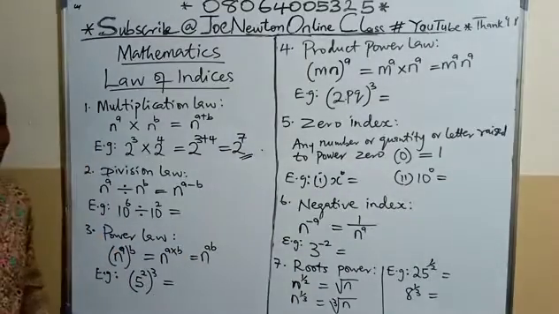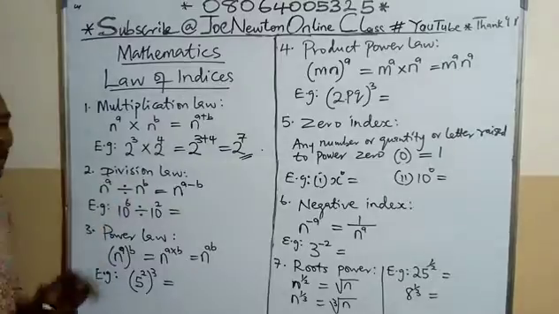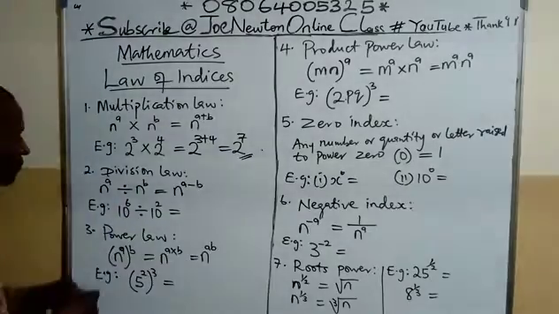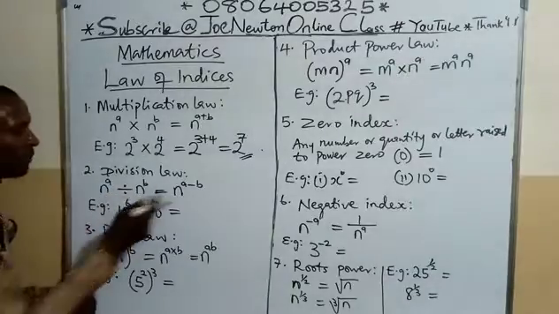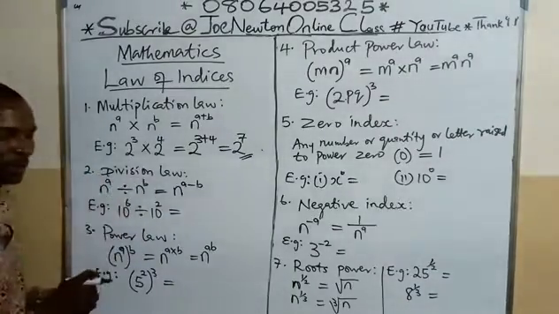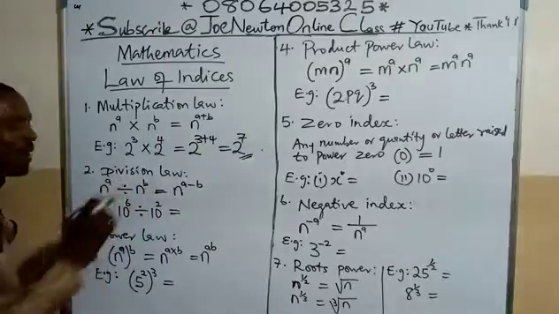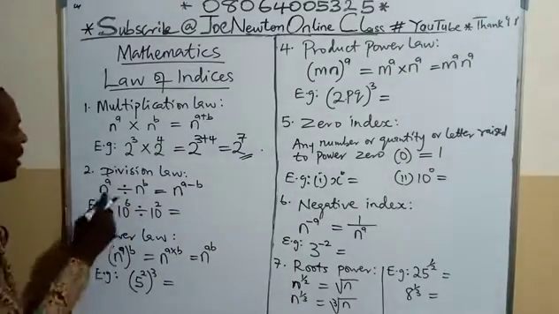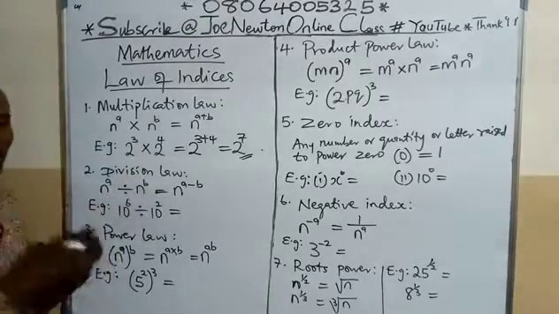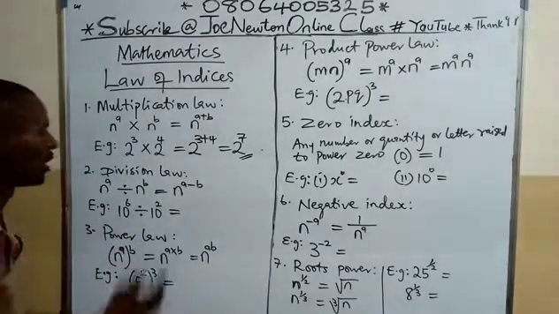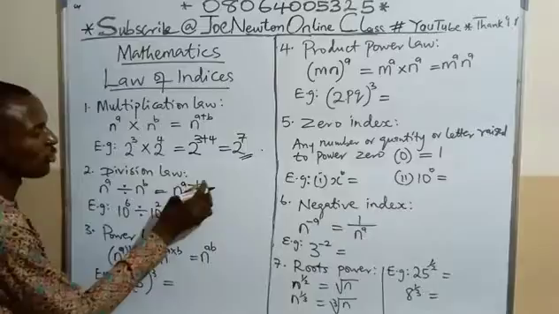Then the second law is division law. Division law is telling that when we have division of indices, the only thing you do is take the factor of the base and subtract. In division, you minus the powers. Simple. We have n raised to the power a divided by n raised to the power b. This is equivalent to n raised to the power a minus b.